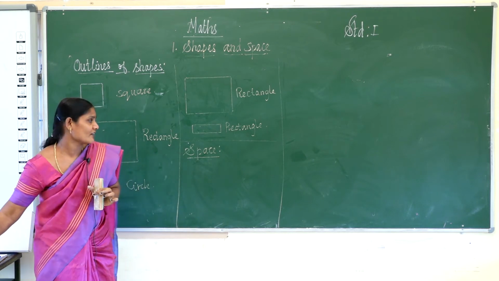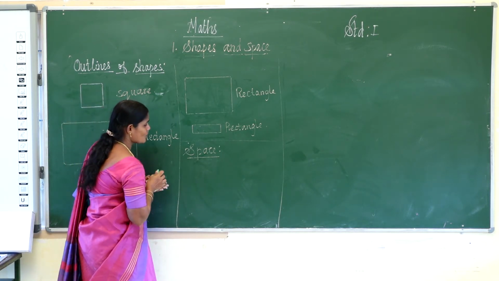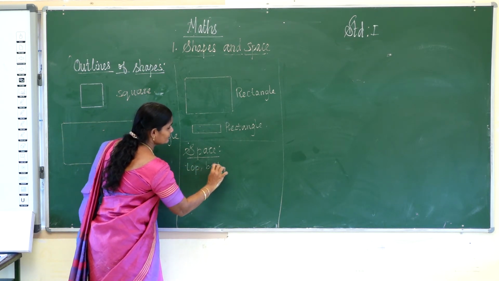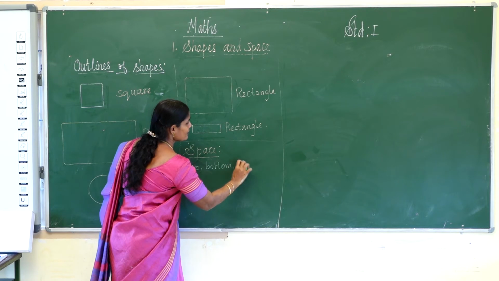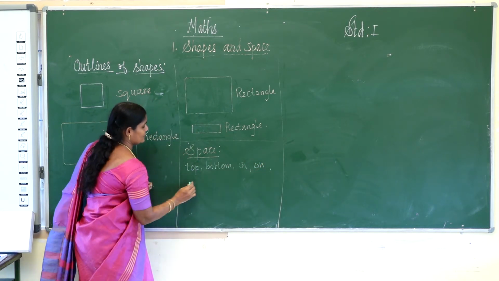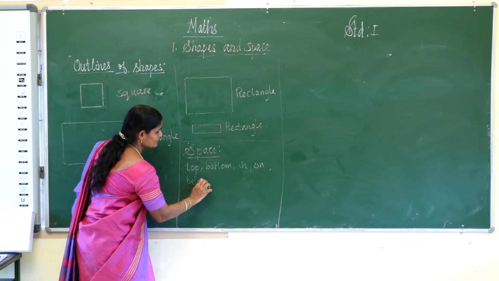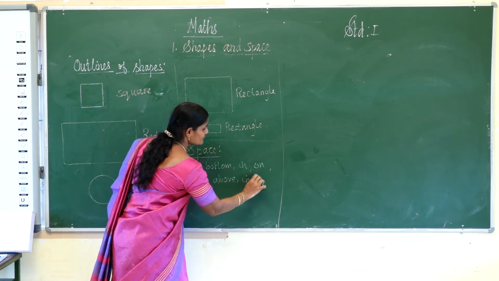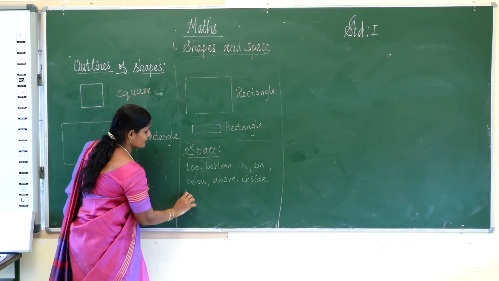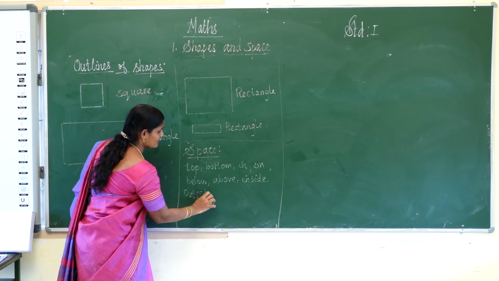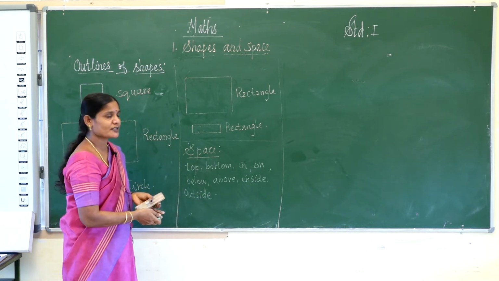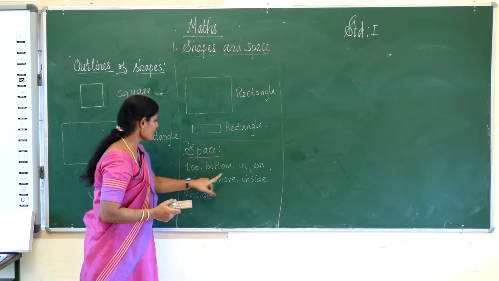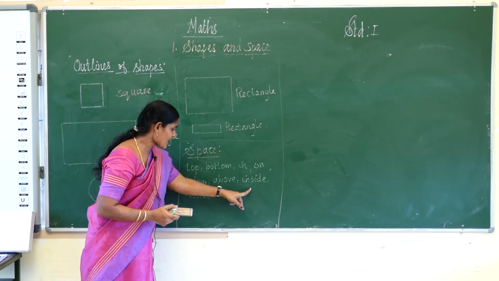So some words I'll write, you listen the words. What are the words? Top, bottom, then in, on, then below, above, inside, then outside. These words are mentioned the space. Okay, top, bottom, in, on, below, above, inside, outside.